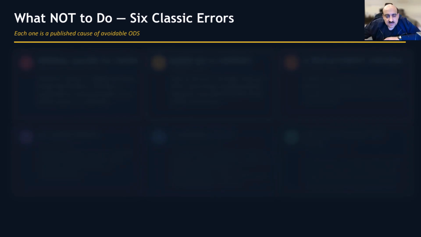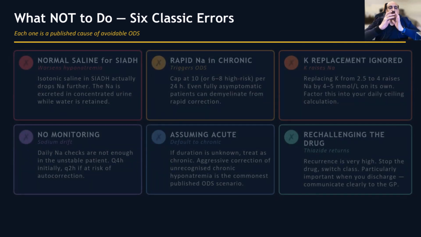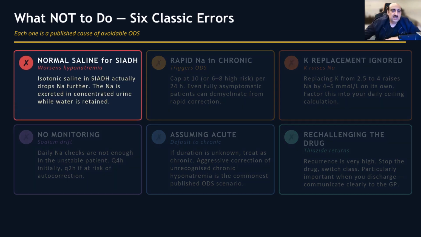The 6 classic errors which need to be avoided in clinical practice. Each one is an avoidable cause of osmotic demyelination syndrome. Number 1, giving normal saline in SIADH. Isotonic saline actually drops sodium further rather than helping, because the kidney excretes the sodium in concentrated urine while retaining the water. So that leads to worsening of hyponatremia.